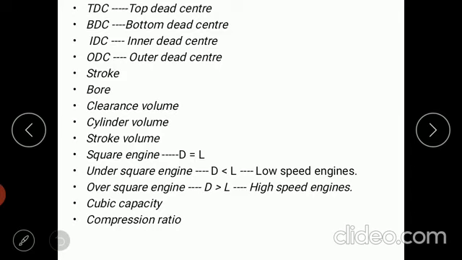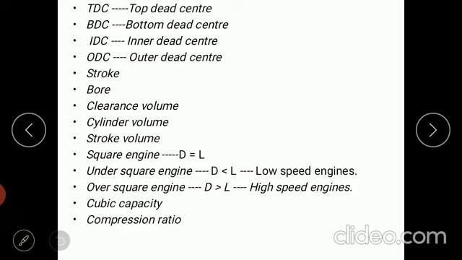Then the next term is compression ratio. Compression ratio is nothing but the ratio between the total volume of the cylinder and the clearance volume. Total volume means the maximum volume occupied inside the cylinder, divided by the clearance volume, which is the minimum volume that can prevail inside a cylinder. So it is the ratio between maximum volume and minimum volume, or total volume divided by clearance volume. Both ways are given in textbooks. That depends on the author. Both are correct.